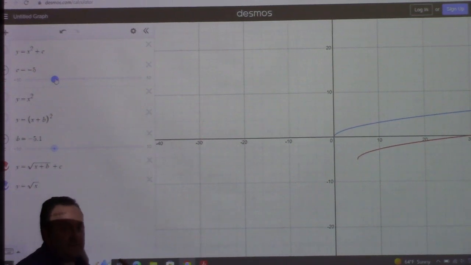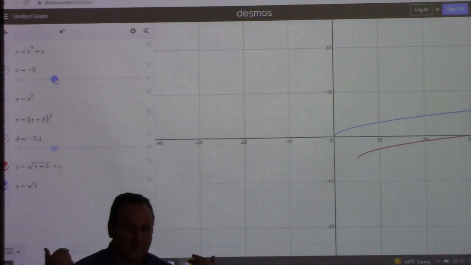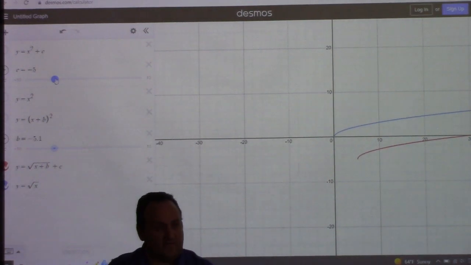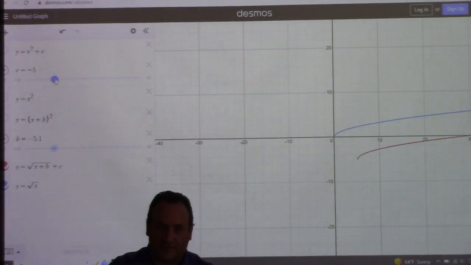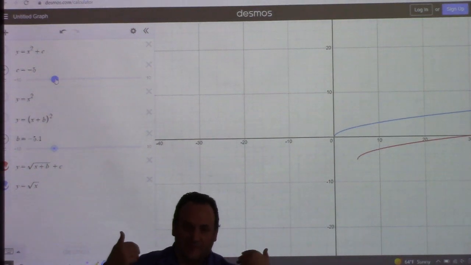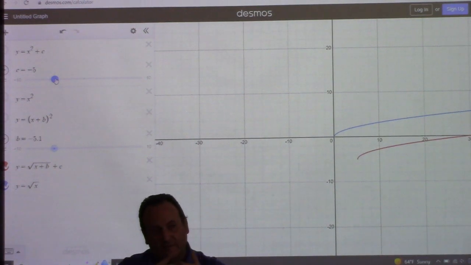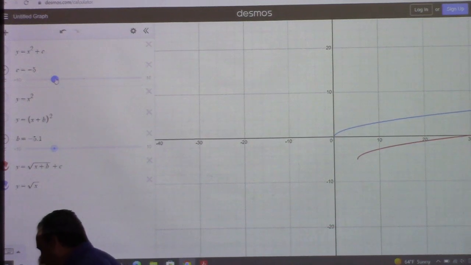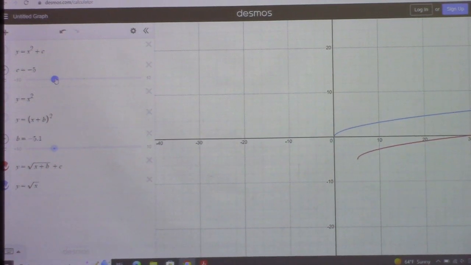So I hope you start to see the patterns of what happens if we add a constant to the formula. It takes the graph you're given and either shifts it up if the constant's positive or shifts it down if it's negative. On the other hand, if we replace the argument with x minus a constant, then that moves it to the right, if that constant's positive, let's say.